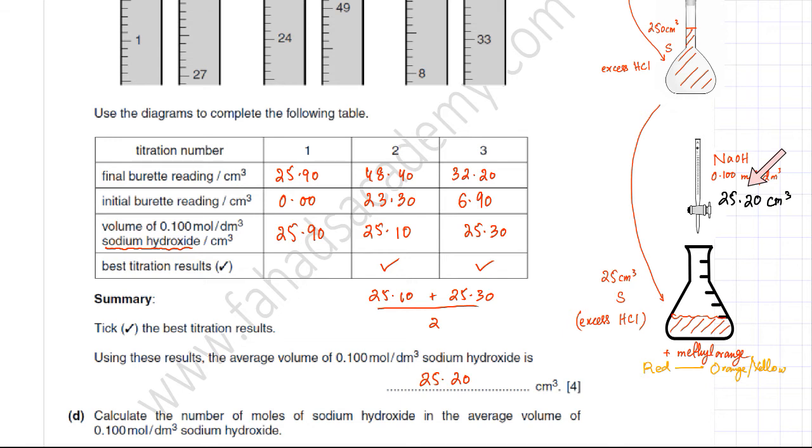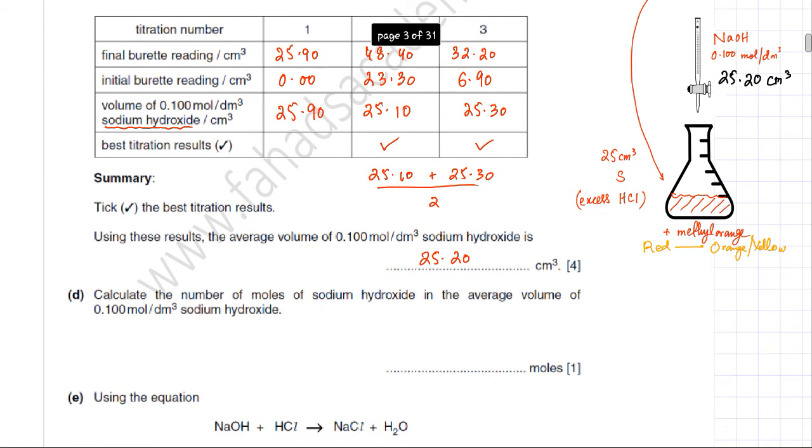Now, if you look carefully, we already knew the concentration of NaOH. Now we also know the volume of NaOH that's been used. So in the next part, part D, we are being asked to calculate the number of moles of NaOH in the average volume of 0.1 mole per decimeter cube sodium hydroxide. So for solutions, the formula is that moles is concentration multiplied by volume. And we know the concentration. The concentration of NaOH is 0.100. And we also know the volume of NaOH, which is 25.20 centimeter cube, which we found from the titration.